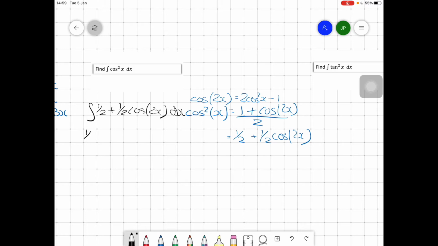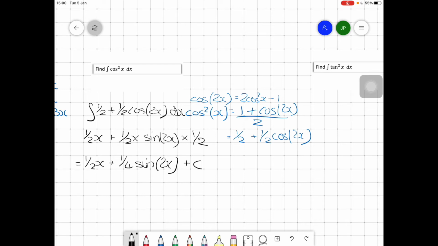Integrate the half to give me a half x. Integrate the half cos 2x: the half is going to stay where it is, and the cos 2x, when I integrate, goes to sine 2x. But because it's not just x, I have to multiply by 1 over that coefficient of x. So when I simplify this together, I'll end up with a half x plus a half times a half, which gives me a quarter, sine 2x. Make sure we do not forget our constant of integration. So this is exactly the same as what you've already done.